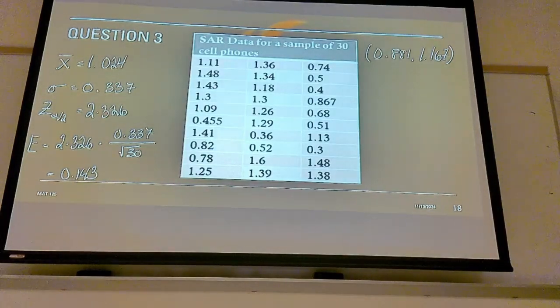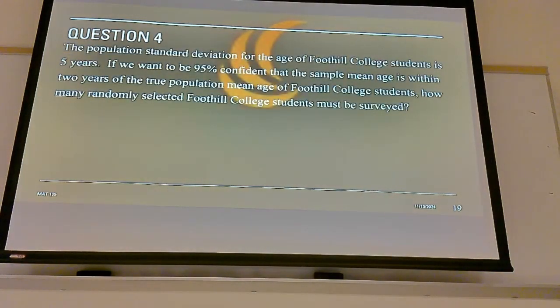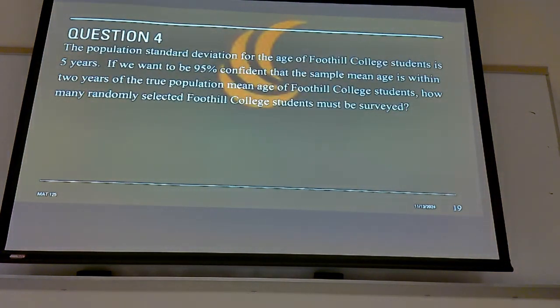The population standard deviation for the age of Foothill College students is 5 years. If we want to be 95% confident that the sample mean age is within 2 years of the true population mean age of Foothill College students, how many randomly selected students should we survey?